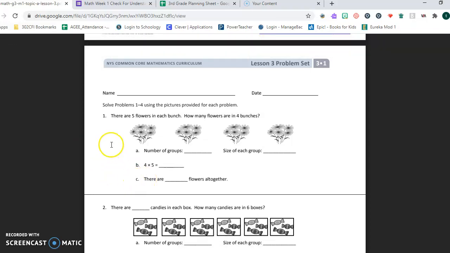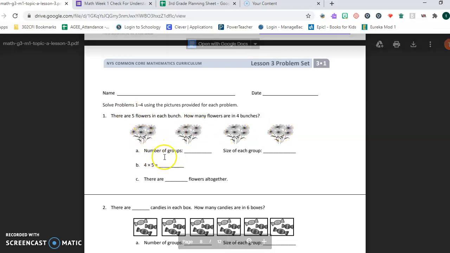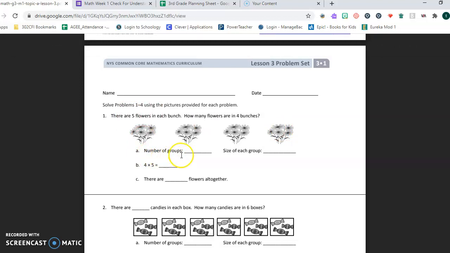So here we've got 5 flowers in each bunch. How many flowers are in 4 bunches? Okay, so I see 1, 2, 3, 4, 5 flowers. 1, 2, 3, 4, 5. It's the same picture. 5 and 5. So how many groups are there? The number of groups. Okay, so I see 1 group, 2 groups, 3 groups, 4 groups.